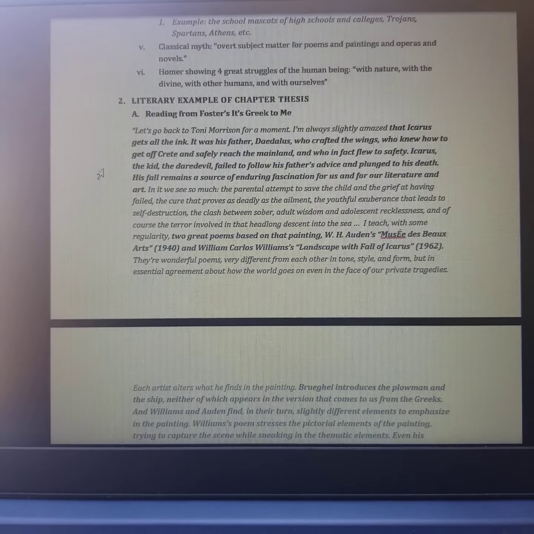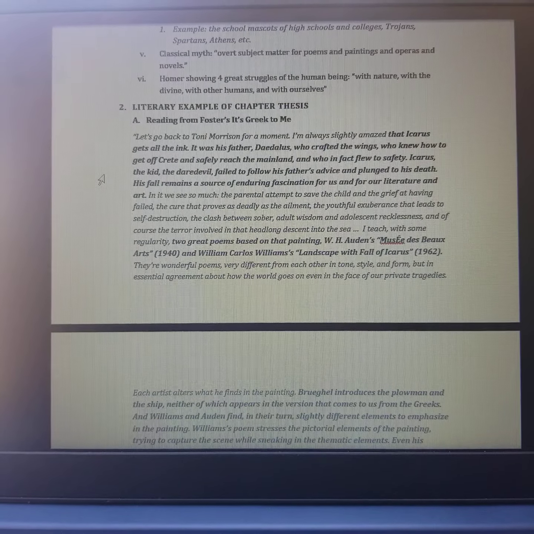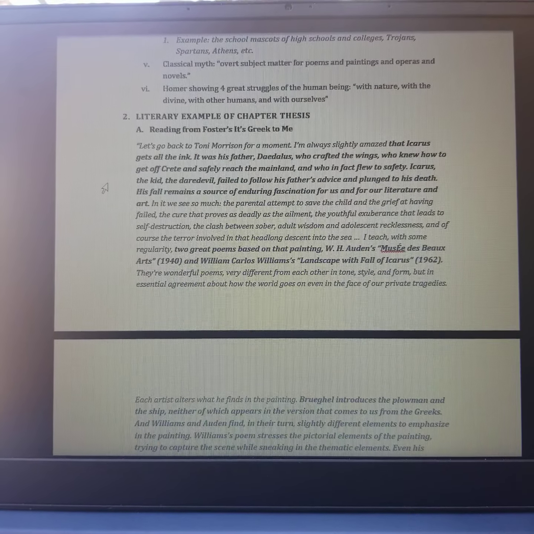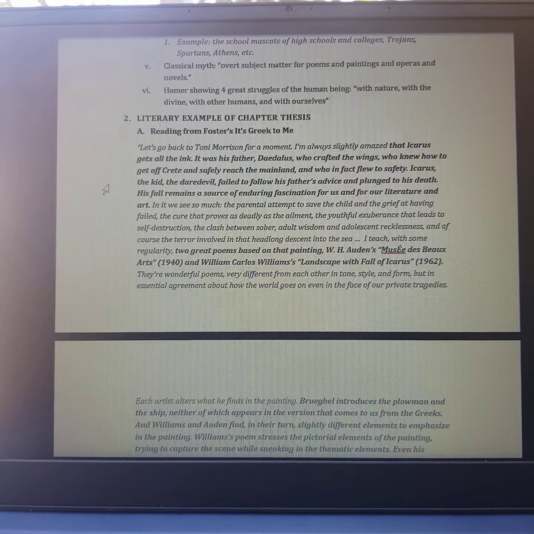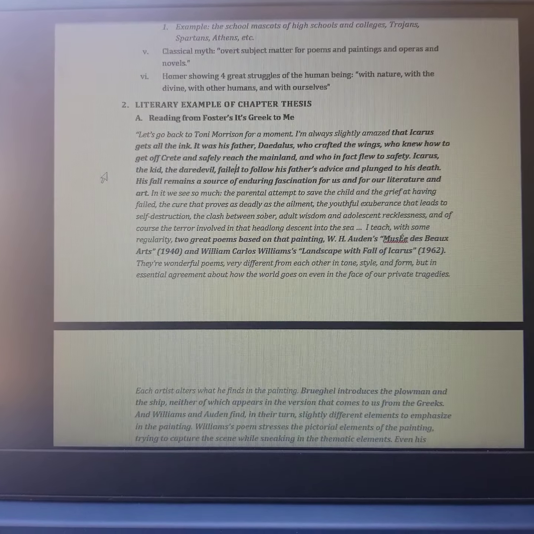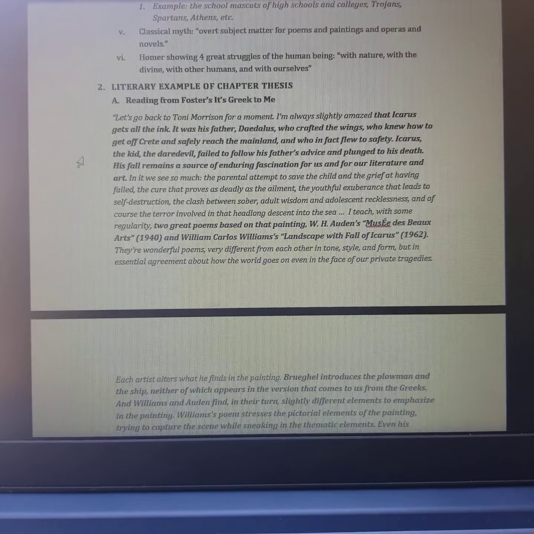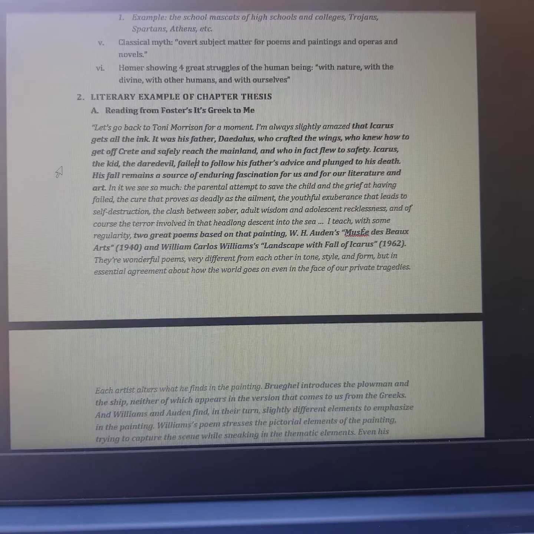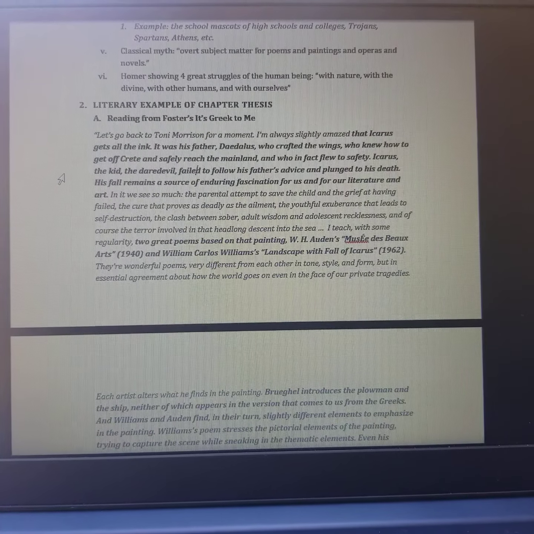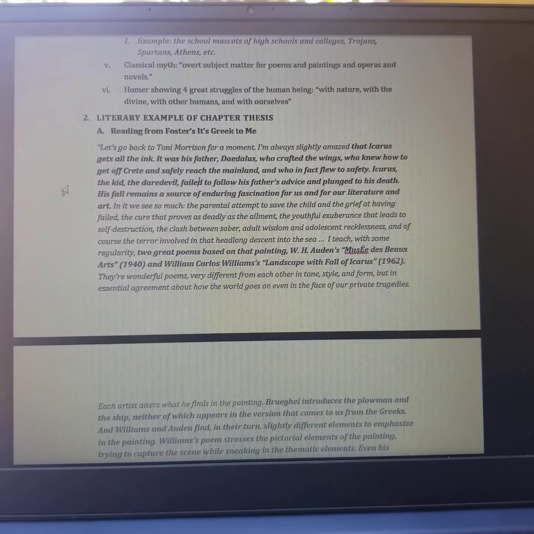So the story of Icarus was about his father Daedalus, who made his own wings, who knew how to get off Crete and safely reach the mainland, and he actually made it safely. Icarus is the son of Daedalus, and he gave him instructions to do the exact same thing, but he recklessly didn't follow the rules, and he ended up plunging to his death. His fall remains a source of enduring fascination for us in our literature and art.